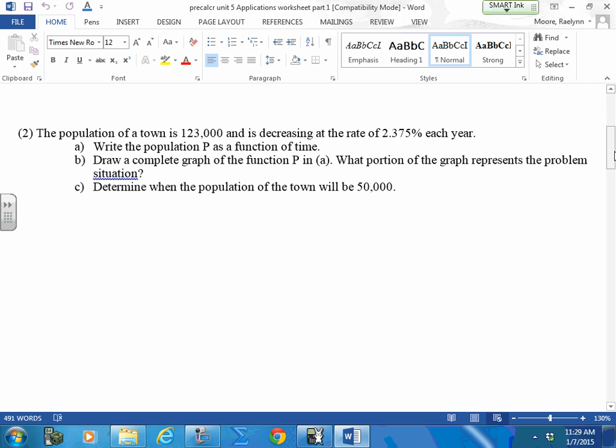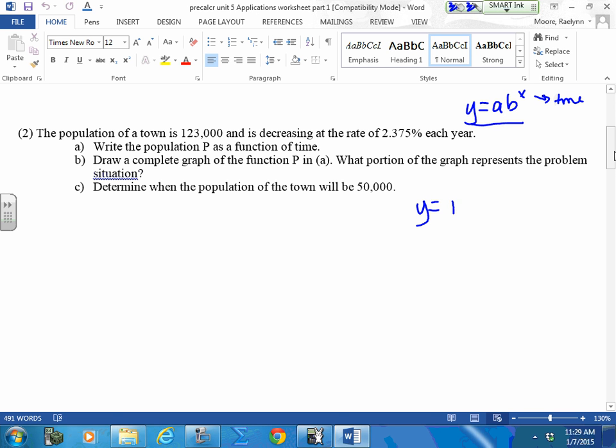Okay. Again, we're going to start with your basic equation. You have a population of a town at 123,000, and it is decreasing at 2.375% each year. So each year, you're going to subtract 2.375% of their population. You want to write the population P as a function of time. That's your equation. So y is equal to, this is your time right here. It's a function. Your variable is what your function is of.